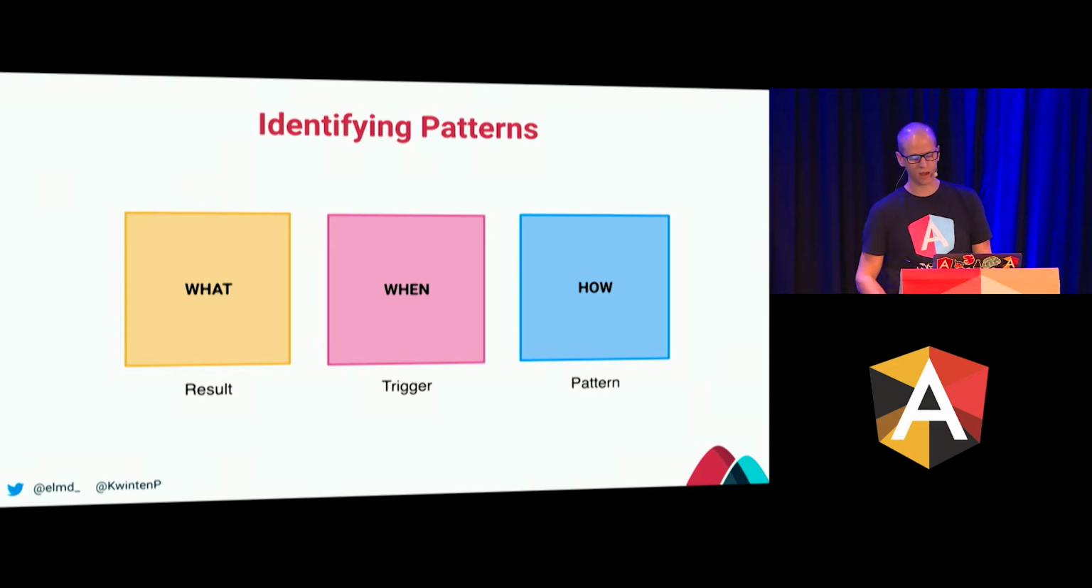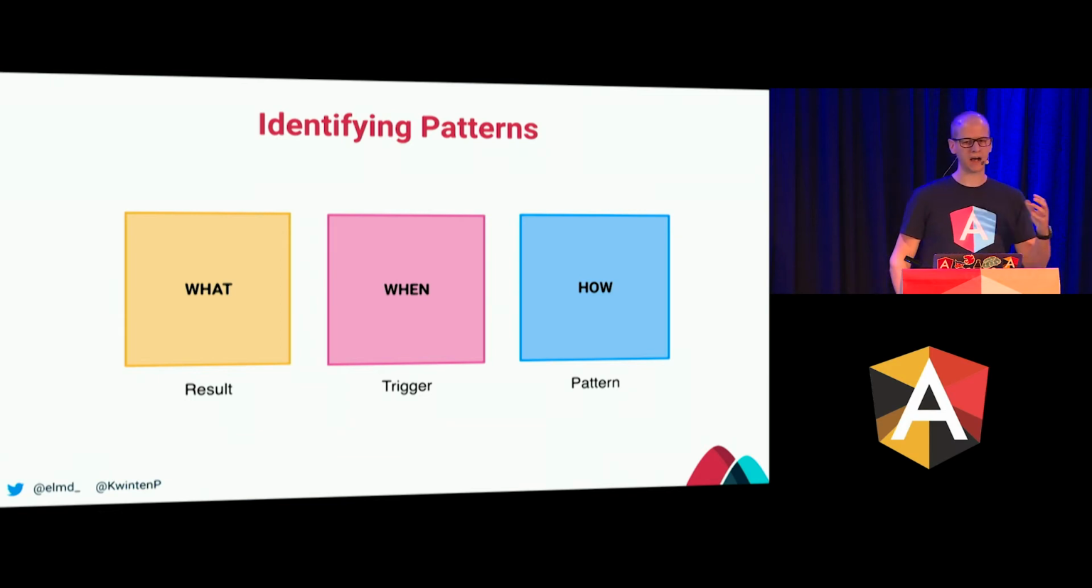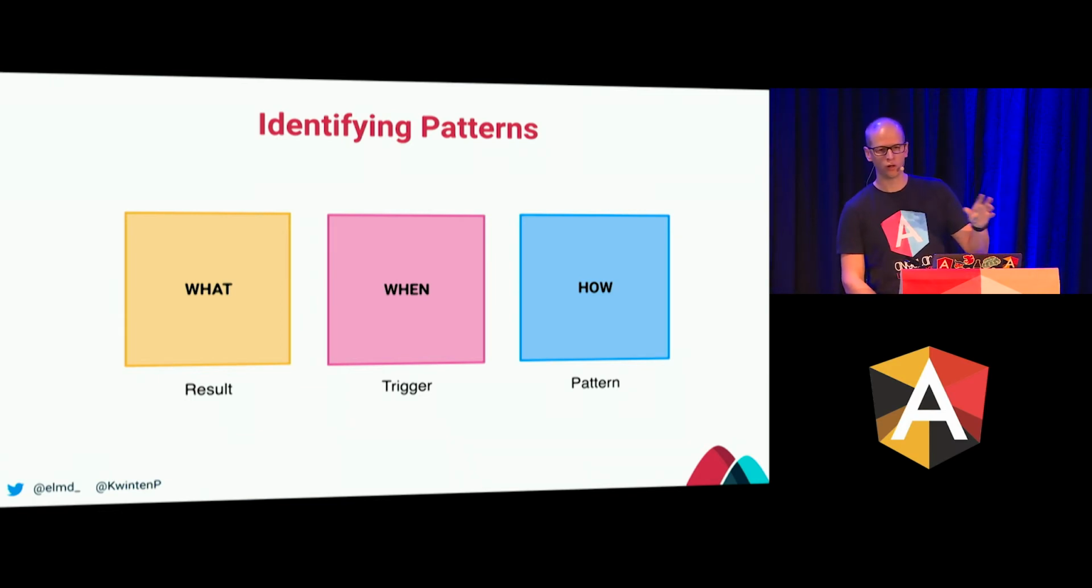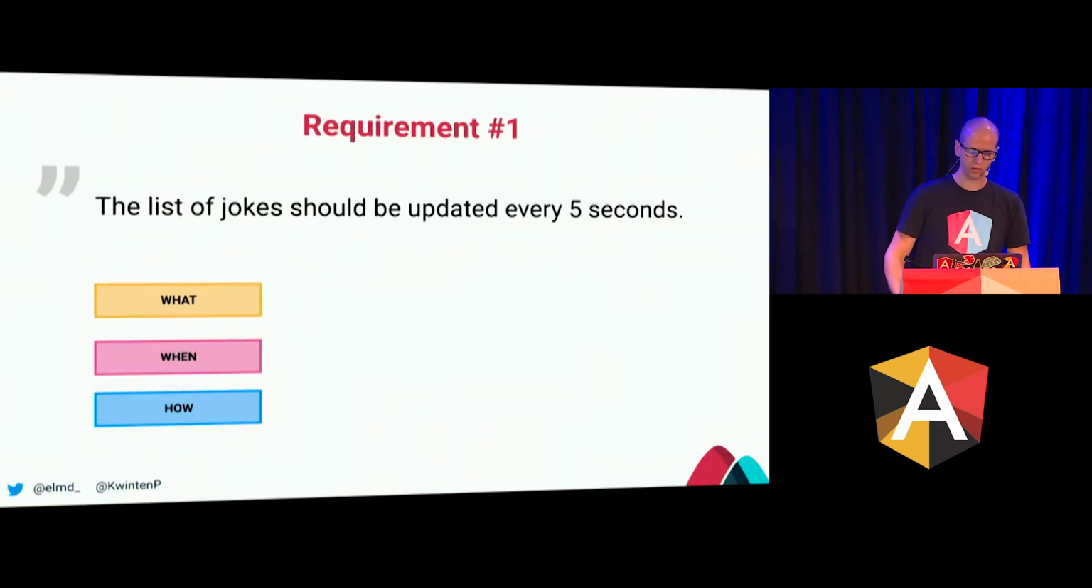And then we have the how, and the how is actually the pattern. How do we go from our trigger to the end result that we want? What are the operators that we need to apply to achieve that? So, Schroot's tip number 2, triggers and results should always be streams, because we want to have observables in our code base. So, the first requirement, the list of jokes should be updated every 5 seconds.